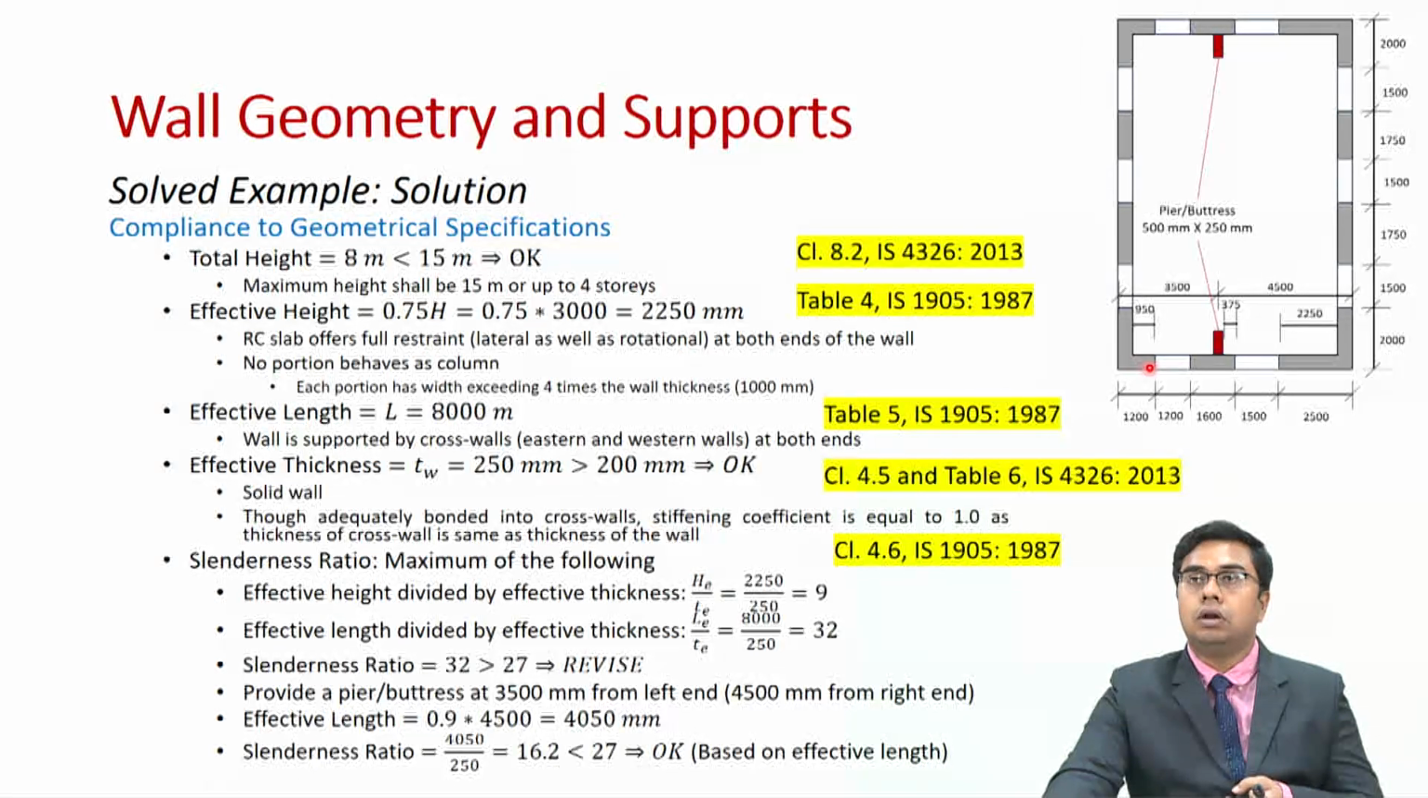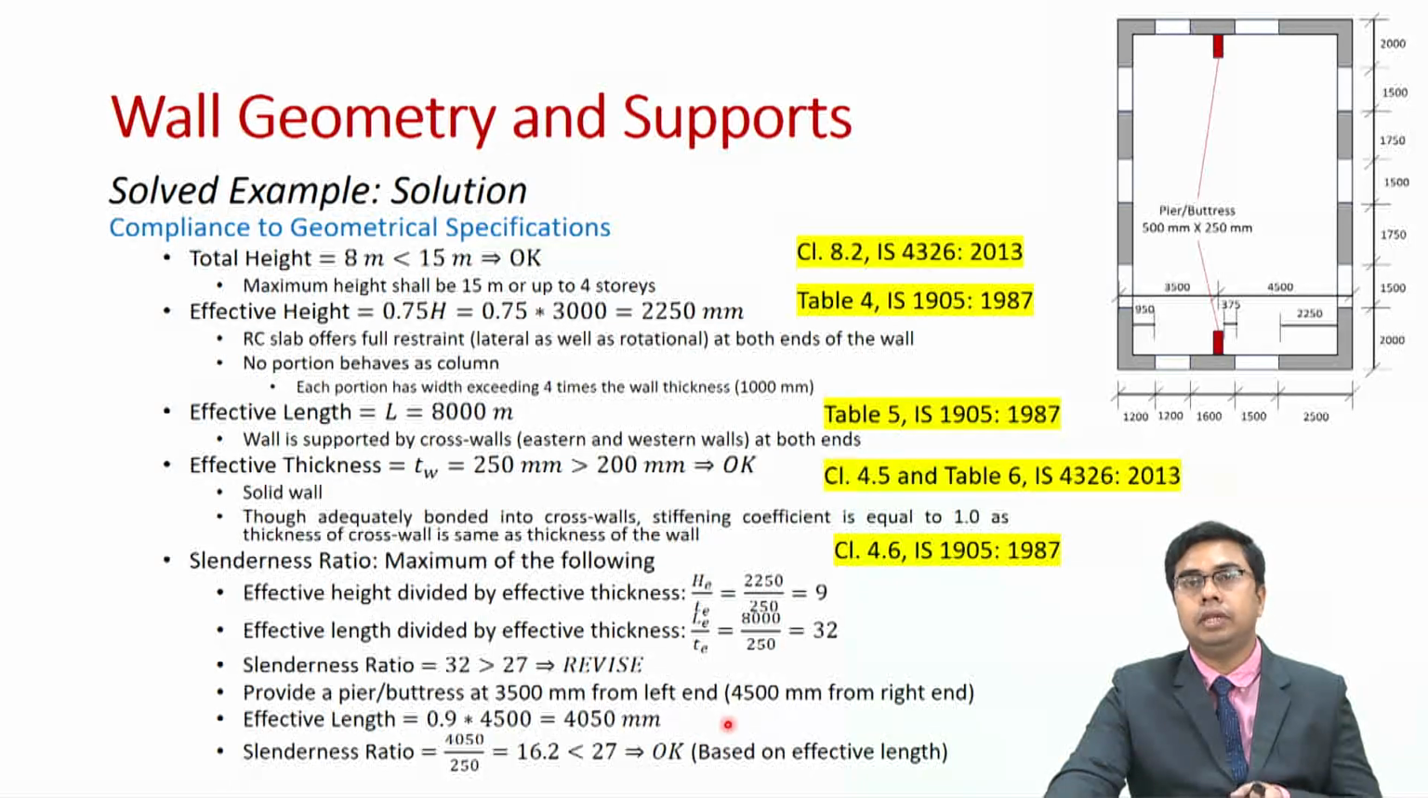Now for checking the continuity of the wall, again you have certain checks, that is it should be at least h by 6 after the cross wall, this very projection. So that is checked in this case. I have checked it and then I have observed that this is continuous. So in this case the effective length shall be 0.9 times of 4500 mm, which is 4050 millimeters.